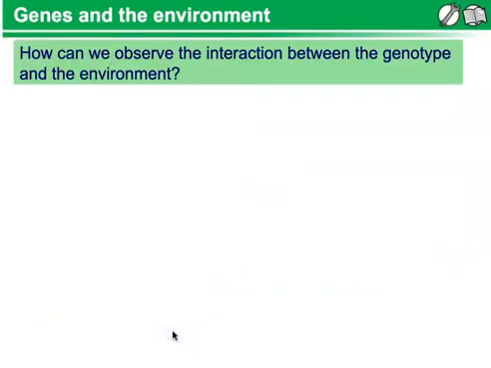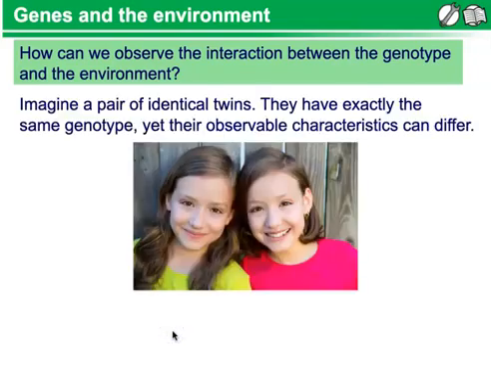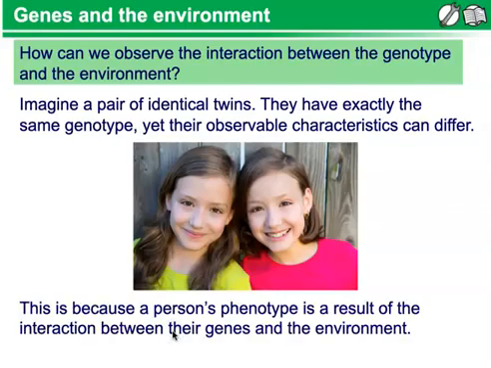Genes and the environment. How can we observe the interaction between the genotype and the environment? Imagine a pair of identical twins. They have exactly the same genotype, yet their observable characteristics are slightly different. This is because a person's phenotype is a result of the interaction between their genes and the environment.